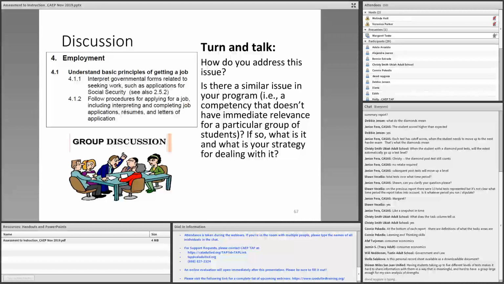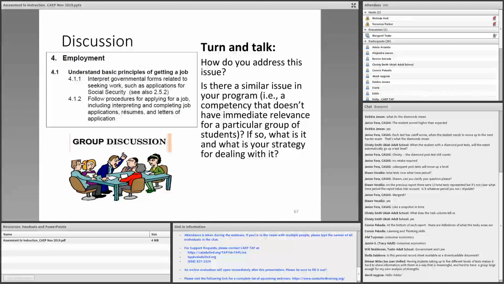It's great to have group discussions, teacher to teacher, on how to address issues. And there may be a similar issue in your program that you can see from the reports or that you're aware of. And that would be a great time to bring it to the teachers to talk about and discuss what's a strategy for dealing with it.